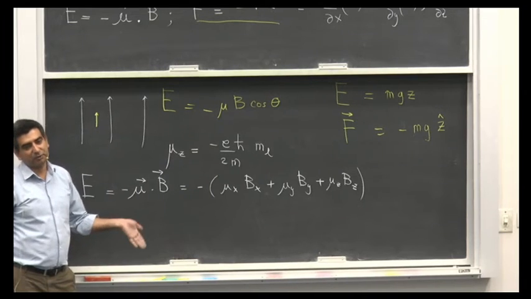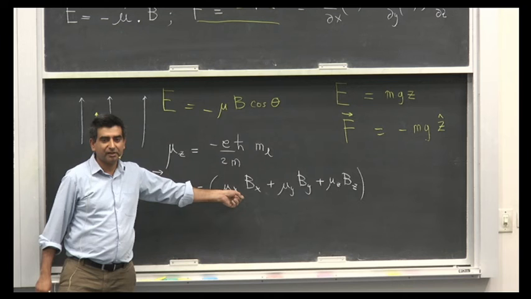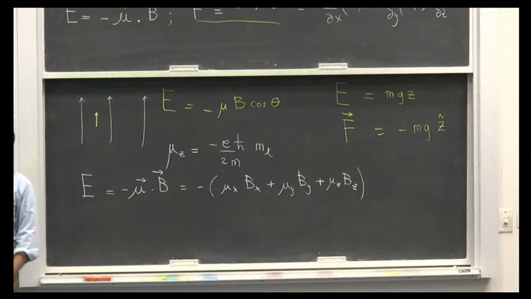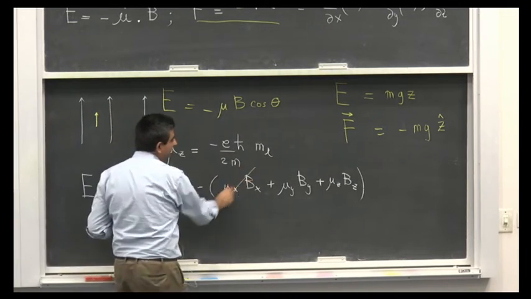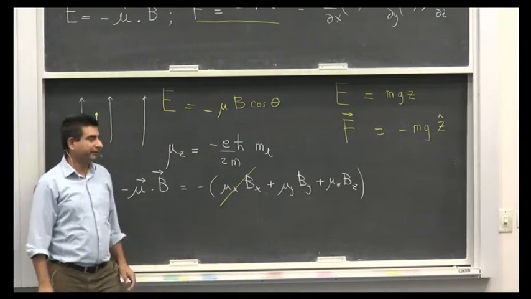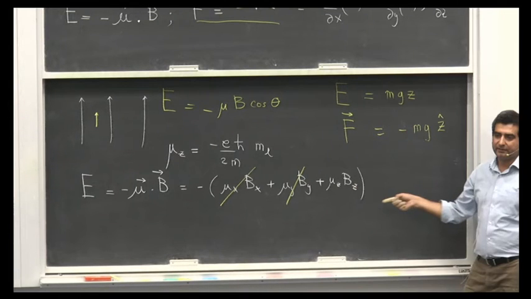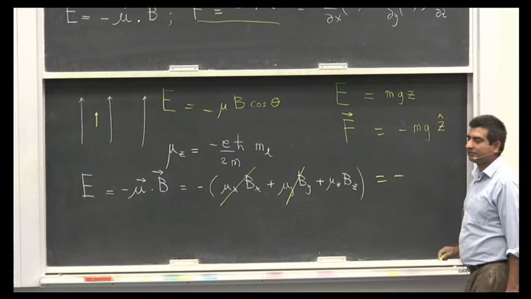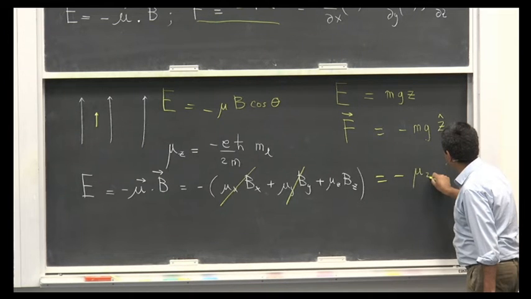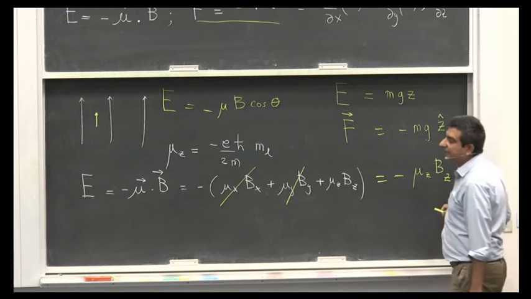So the second way to write it is mu b cosine theta. If you write this in terms of projections, this is how you write this dot product. Now what is bx? 0, because the field is pointing in the z direction, upward. This term is 0. What is this term? 0. Only this term survives. This term is non-zero. So I get minus mu z bz. So I have the energy.